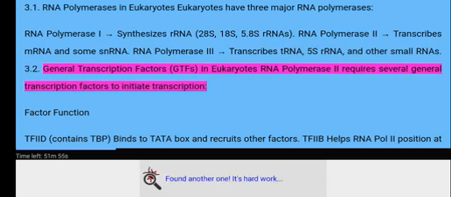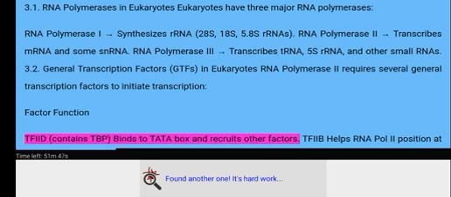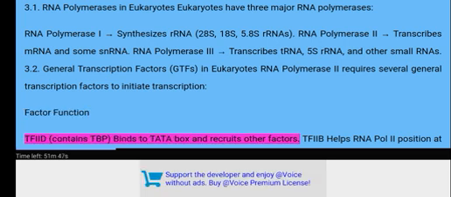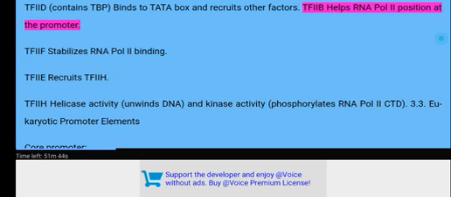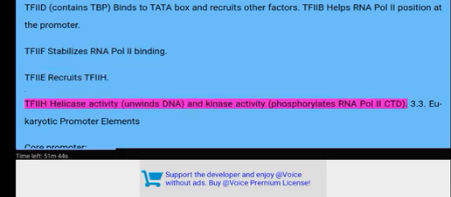3.2. General transcription factors, GTFs, in eukaryotes. RNA polymerase II requires several general transcription factors to initiate transcription. Factor and function: TFIID contains TBP, binds to the TATA box and recruits other factors. TFIIB helps RNA pol II position at the promoter. TFIIF stabilizes RNA pol II binding. TFIIE recruits TFIIH. TFIIH helicase activity unwinds DNA and kinase activity phosphorylates the RNA pol II CTD.